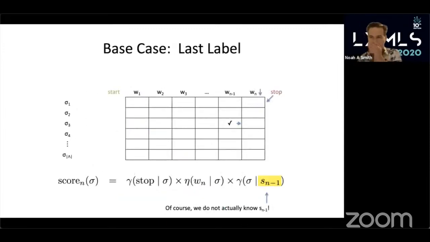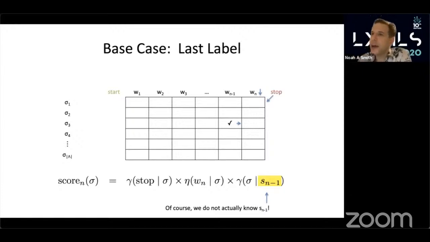Okay, so the way we're going to solve this problem is to think about the choice first at the very end of the sequence, and I'm going to introduce some notation as I go. When I think about the very last word in the sequence, there are three pieces of information that might influence my choice. The first one is the word, of course. The second one is the label of the word to the left, which of course I don't know. We could call that S_{n-1}. But we don't know it, keep that in mind.